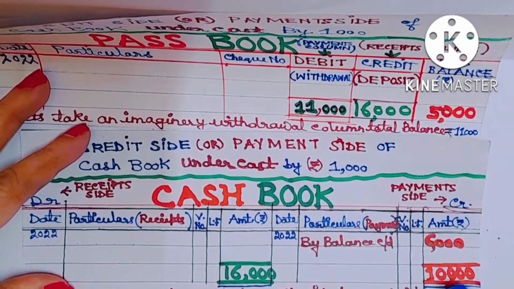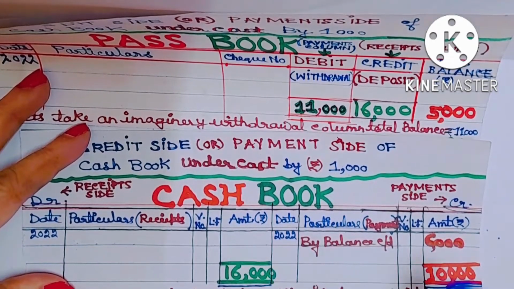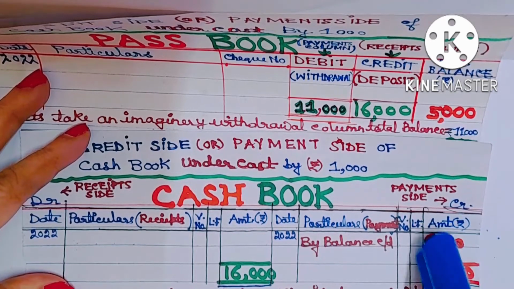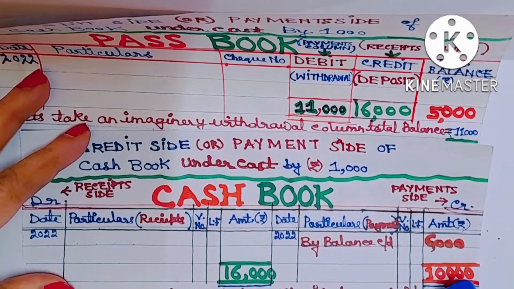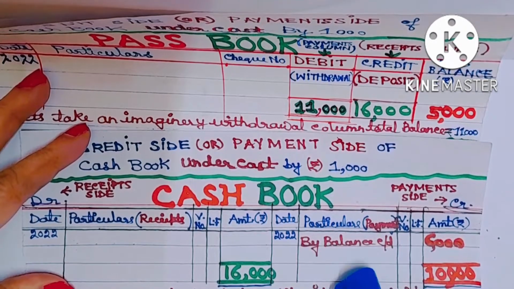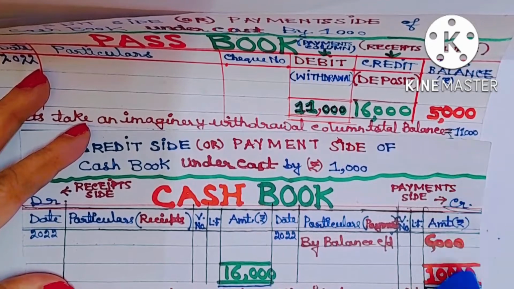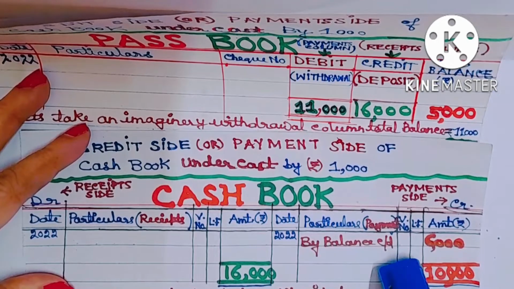If the businessman had written this correctly as 11,000, it would be the same. See, 16,000 minus 11,000 will give you 5,000. Since the total of the payment side has been wrongly written, the less you write on the payment side, the more the cash book balance will increase. If this were 9,000, 16,000 minus 9,000, this is the receipt side and this is the payment side. Suppose the total of the credit side or payment side of the cash book is 9,000, then 16,000 minus 9,000 will give you 7,000.